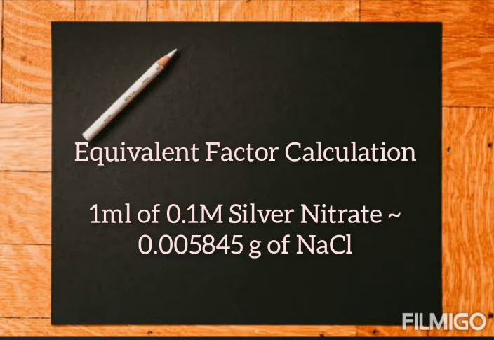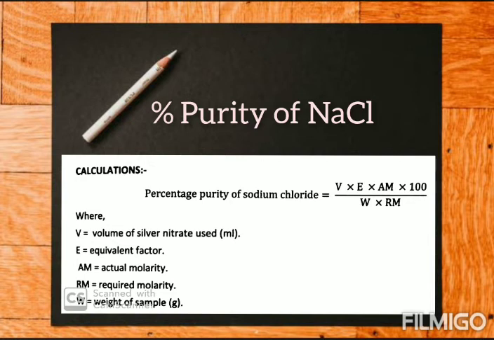Then equivalent factor calculation. 1 ml of 0.1 molar silver nitrate is equivalent to 0.005845 gram of sodium chloride. Then percent purity of NaCl = (V × E × Am × 100) / (W × Rm), where V is the volume of silver nitrate used, E is the equivalent factor, Am is the actual molarity, Rm is the required molarity, and W is the weight of the sample. By using this formula, we can determine the percent purity of sodium chloride.